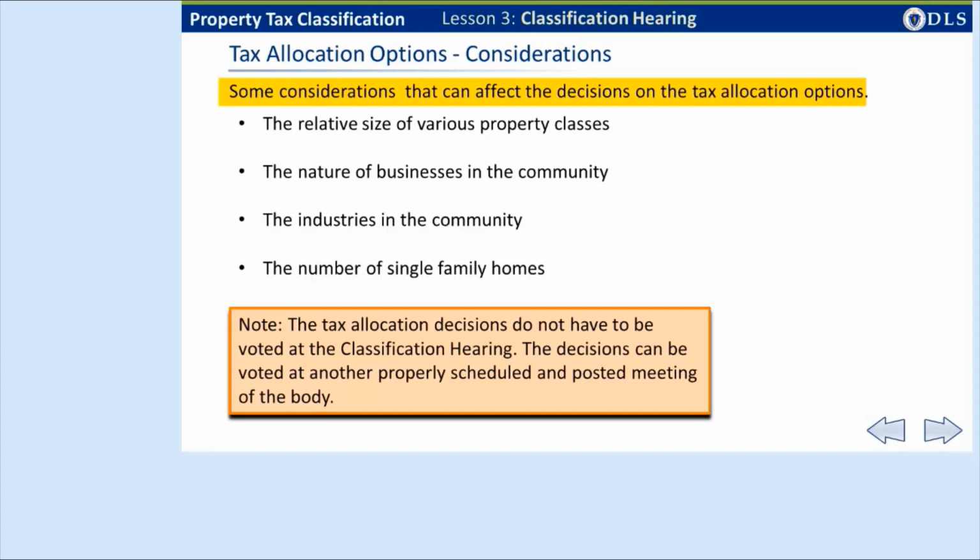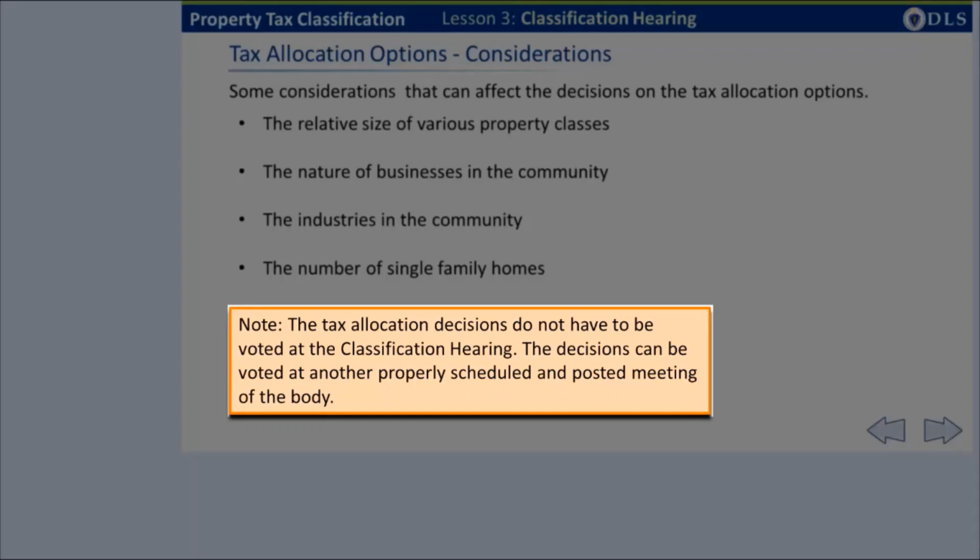There are many considerations that can influence the decisions made at the classification hearing. These include the relative size of the various property classes, the nature of the businesses, the industries currently in the community, and the number of single-family homes. The tax allocation decisions do not have to be voted at the classification hearing. The decisions can be voted at another properly scheduled and posted meeting of the body.